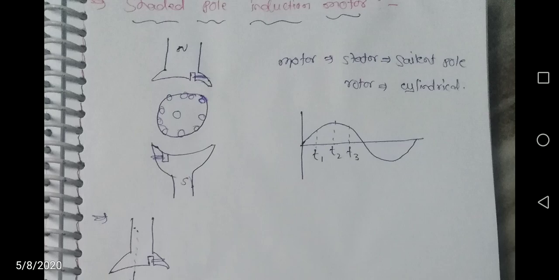You should remember that there are poles on both the stator and the rotor. If the stator is designed for two poles, then the rotor must also have two poles. If the stator poles and rotor poles are not the same, then no motoring action will take place. We can see in the figure that the stator is designed for two poles, so the rotor is also designed for two poles, because it is a squirrel cage type induction machine. These poles are automatically induced poles.